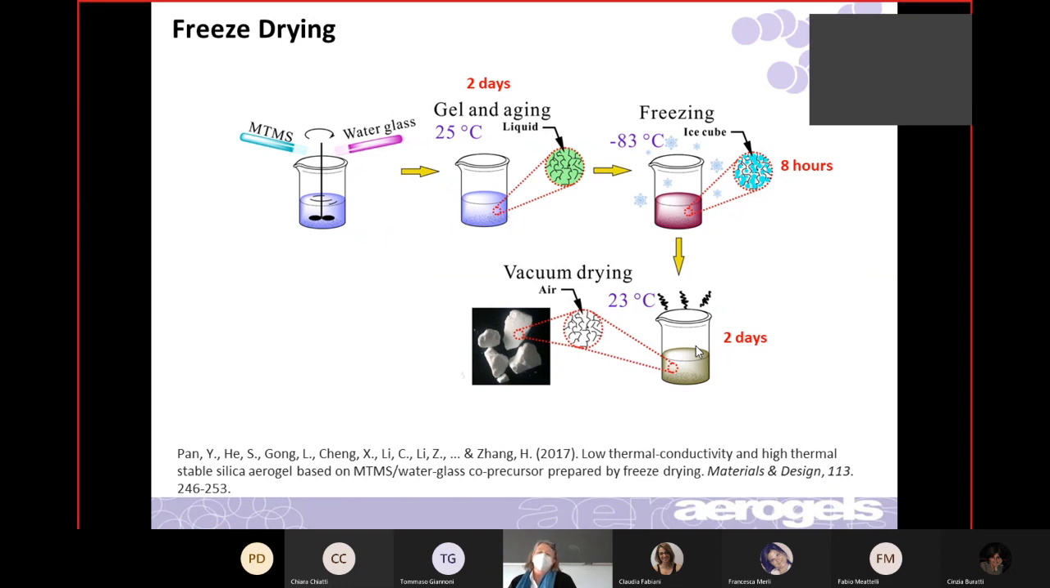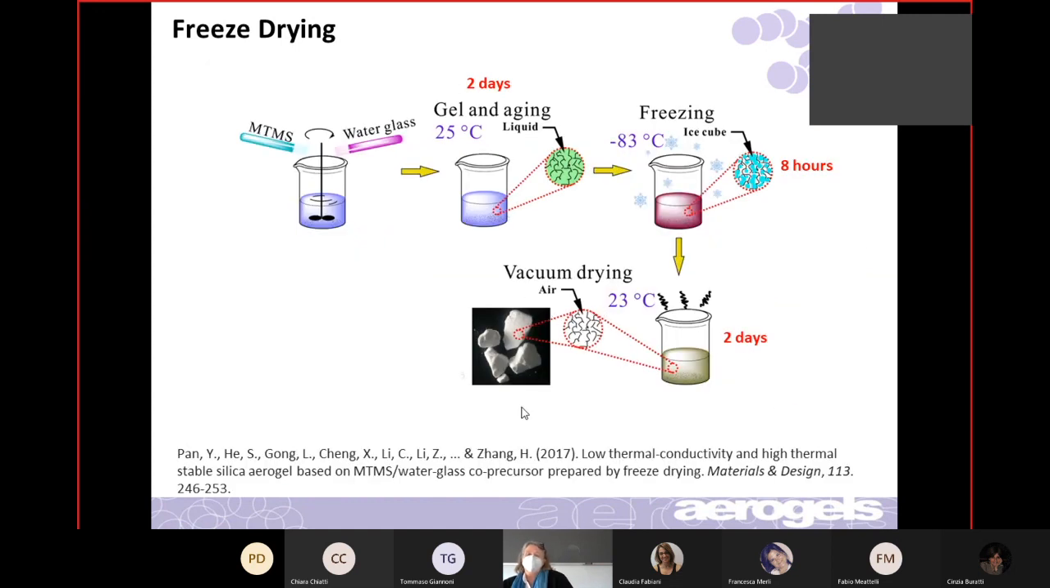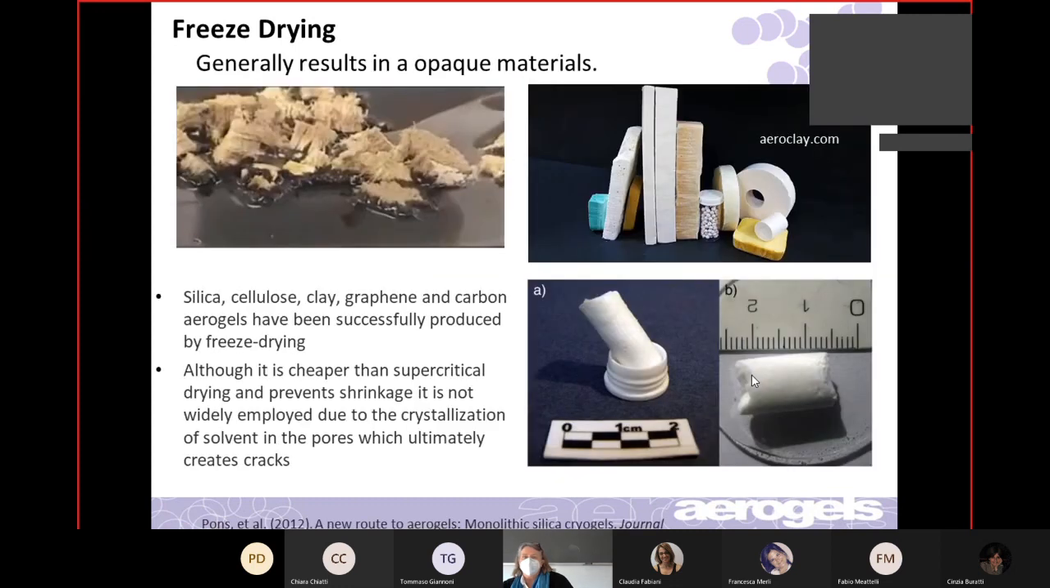And this is what they're doing: freezing it, lowering the pressure and heating it. This is the process they do. And in this particular case, they end up with this granular looking aerogel. And again, this is like a 5-day process. It generally does result in opaque materials. I've never seen a transparent freeze-dried material.